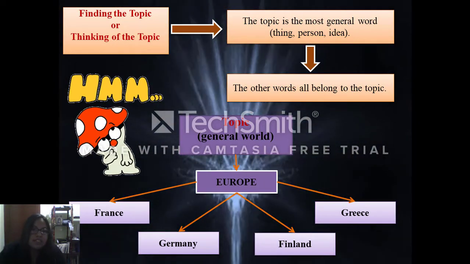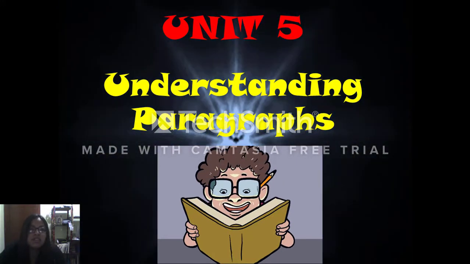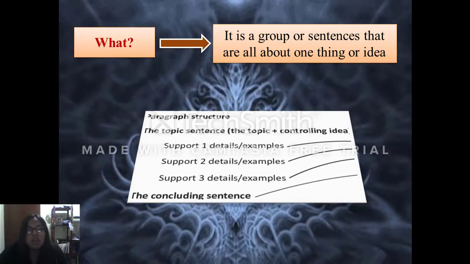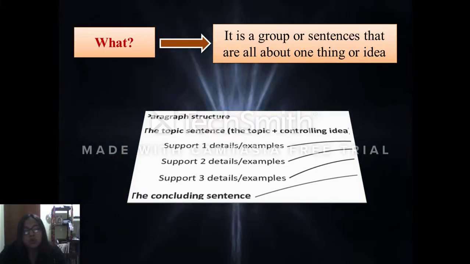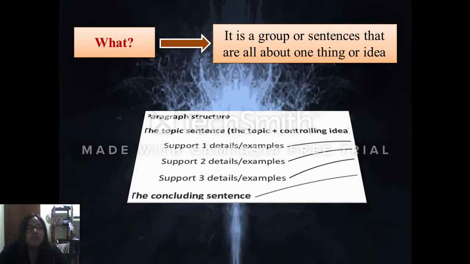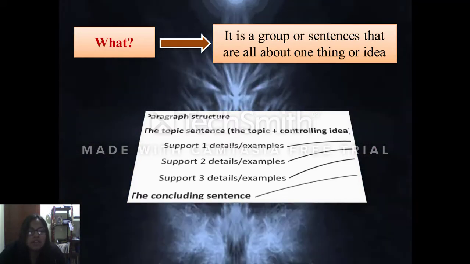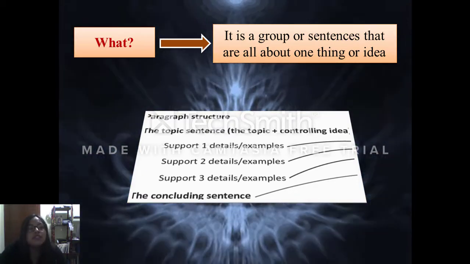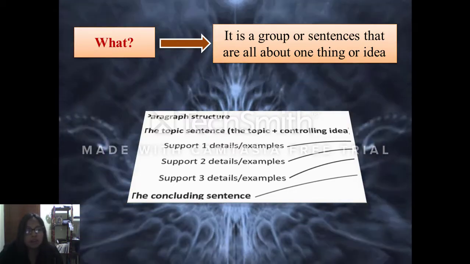Unit 5: Understanding paragraphs. A paragraph is a group of sentences that are all about one thing or idea. To recognize a paragraph, it is necessary to have the topic sentence, the supporting details, and the concluding sentence. If we don't have this structure, it is not a real paragraph.